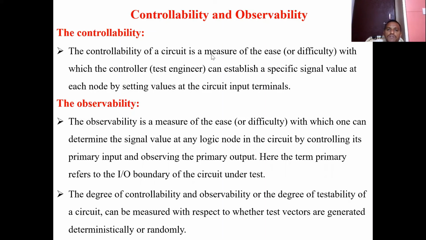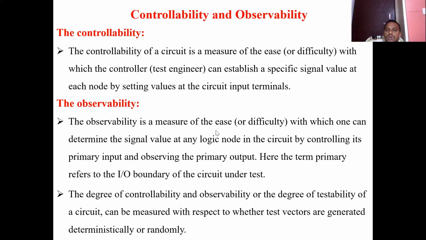The controllability of a circuit is a measure of the ease or difficulty with which the controller, that is the test engineer, can establish a specific signal value at each node by setting values at the circuit input terminals. That is controllability. Next, what does observability mean?